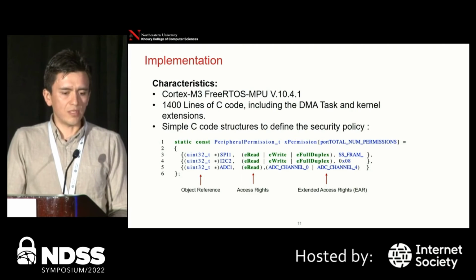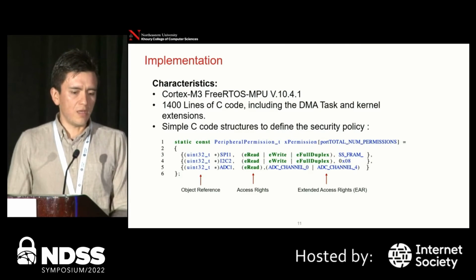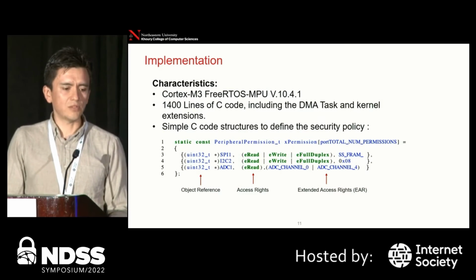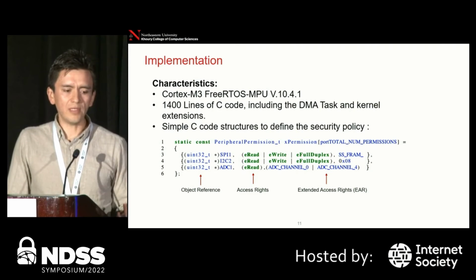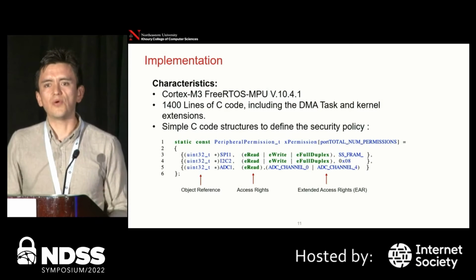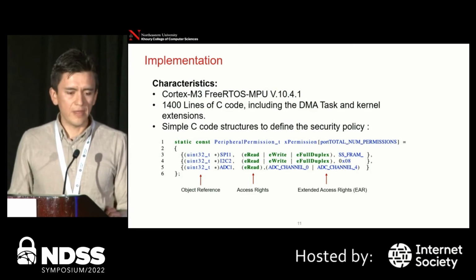We also use simple C code structures to define the security policy, like the example that is shown here, which echoes our design goal of applicability on real applications. So as you can see there, we have simple references to peripherals, then access permissions, and the last one is an extended permission for off-chip peripherals, which is a quite unique characteristic of this project.